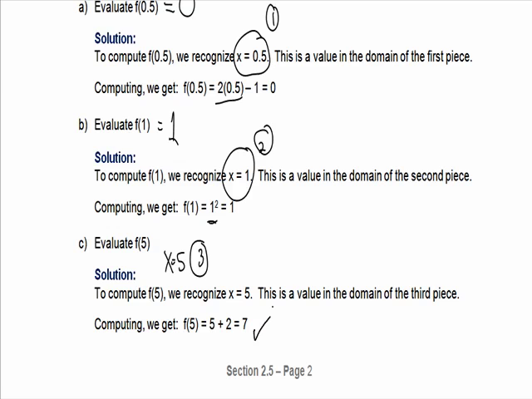I'm less concerned about the actual arithmetic and more concerned about the process of determining which of the pieces that you want to use and then doing the substitution. The final arithmetic, not as much of a big deal.